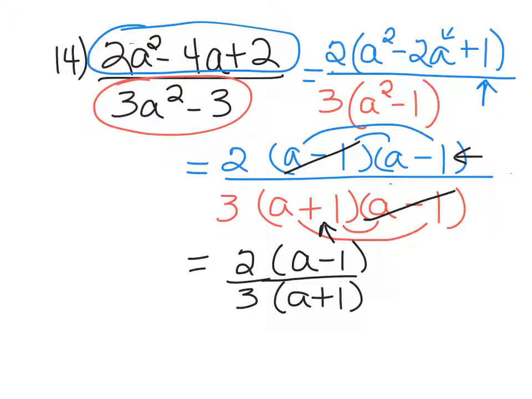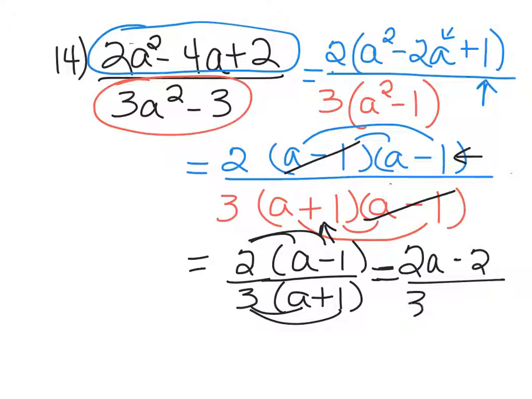Okay, that is simplified. Some of you might have wanted to go ahead and multiply these back, and that's fine. If you did that, that would be 2a minus 2 on top of 3a plus 3. So either answer I accepted, but we do have to go back and see what our excluded values are.